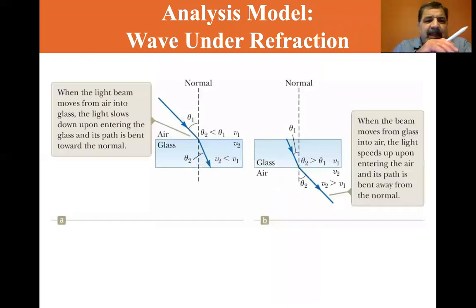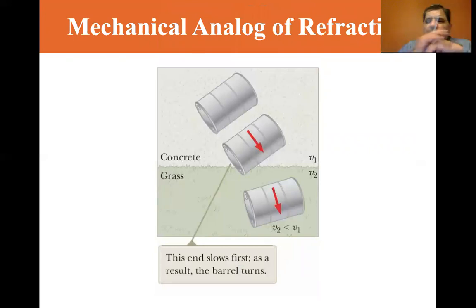When the light beam moves from air into glass, the light slows down upon entering the glass and its path is bent toward the normal. When the beam moves from glass into air, the light speeds up upon entering the air, and its path is bent away from the normal because it speeds up. Now this is one way.